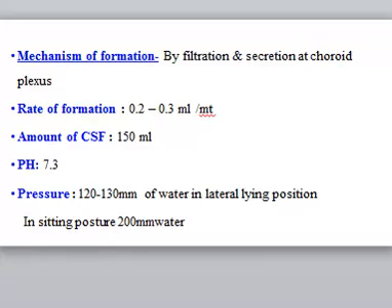And how much is secreted? It is 0.2 to 0.3 ml per minute. The total amount of cerebrospinal fluid is 150 milliliters, and the pH value is 7.3. It helps maintain the internal pressure, like blood pressure. In the cerebrospinal fluid, the pressure is 120 to 130 millimeters of water in the lateral lying position. In sitting posture, it is 200 millimeters of water.